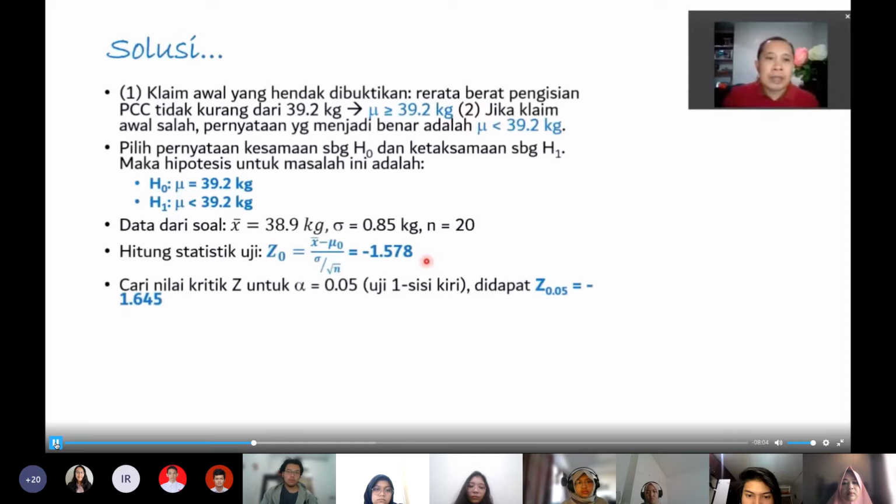Berikutnya adalah kita mencari nilai kritik Z untuk alfa 5%, ya, tingkat keberhasilan 5%, dan ini adalah untuk uji satu sisi sebelah kiri, sesuai dengan tanda H1-nya. Z kritiknya adalah minus 1,645.